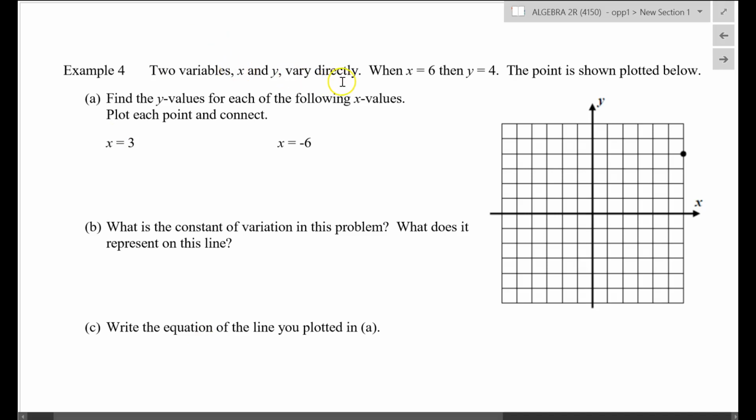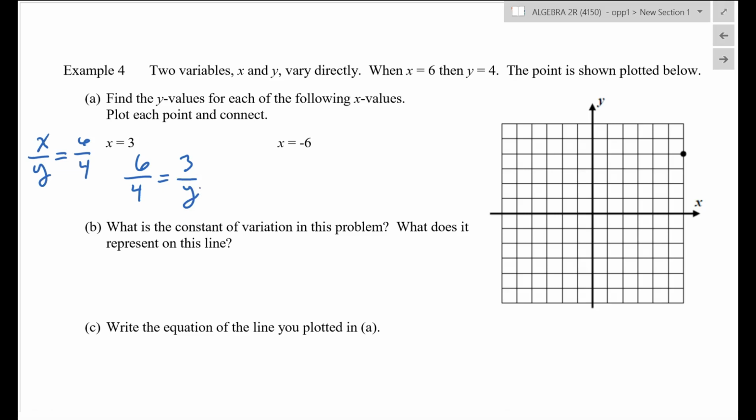So two variables, x and y, vary directly. When x is 6, y is 4. The point is shown plotted below. There it is. Find the y values for each of the following x values. Okay, so guys, I have this relationship that exists, x to y, and that relationship is 6 to 4. So now it's saying, well, if 6 is to 4, then 3 is to what value of y?